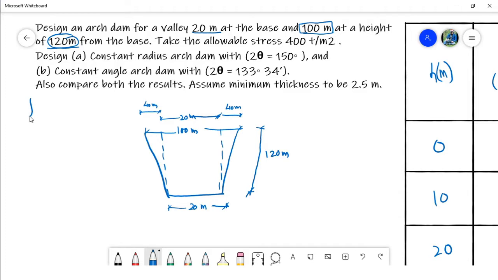So here we have assumed the allowable stress to be 400 tons per meter square, and minimum thickness to be 2.5 meter, and also assume gamma W, that is unit weight of water, to be 1 ton per meter cube.